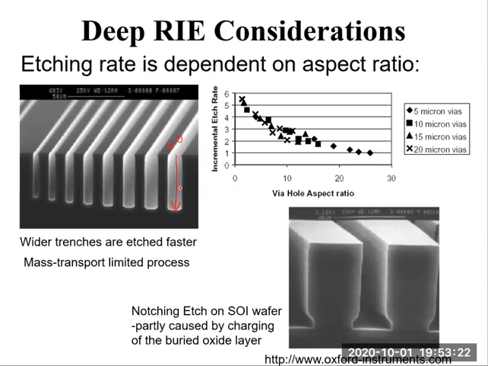This diffusion process is determined by the aspect ratio. Namely, the higher the aspect ratio, the more difficult the diffusion. It will take a longer time for fluorine to diffuse from the opening to the etching front, namely the bottom of the trench. So that's the explanation. Mass transport limited process.